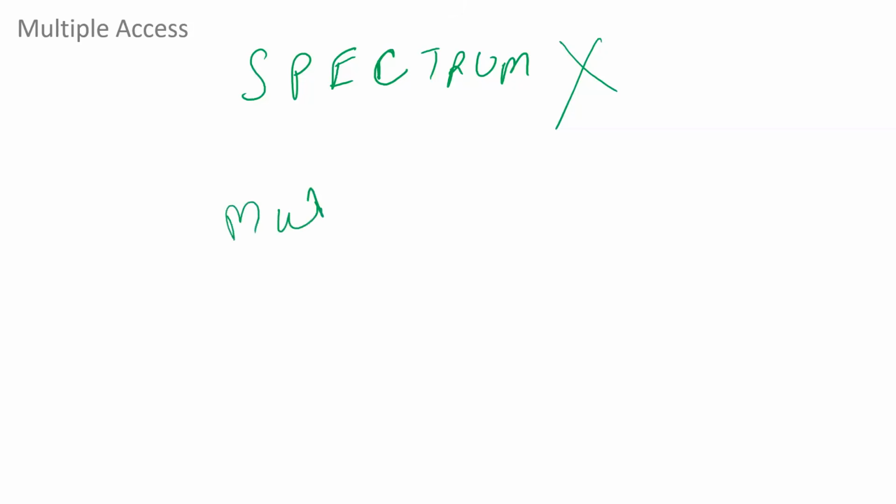So in the telecom world, spectrum is the most expensive thing to buy. This we know. Spectrum is the most expensive thing to buy and it is not unlimited, right? So for high efficiency, we must use it in the most efficient way. The most efficient way to use the spectrum is called multiple access.